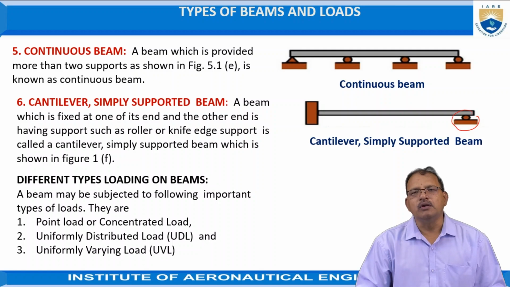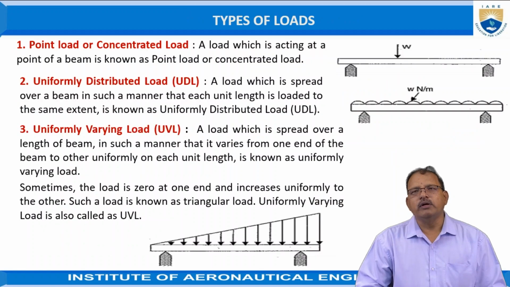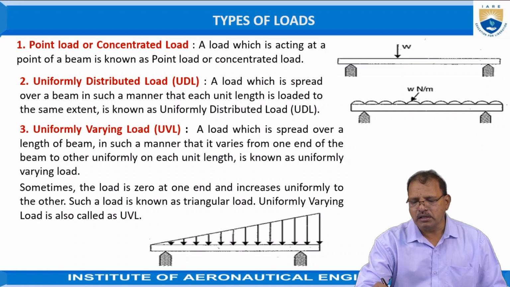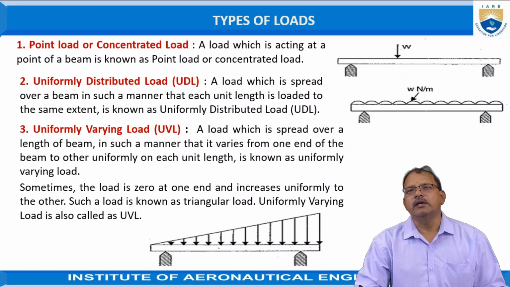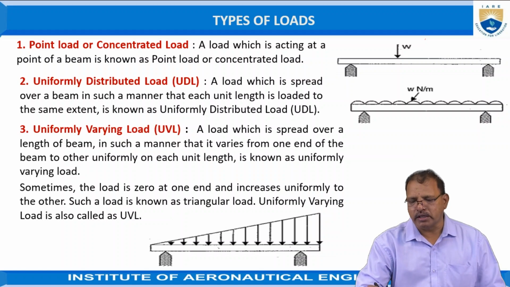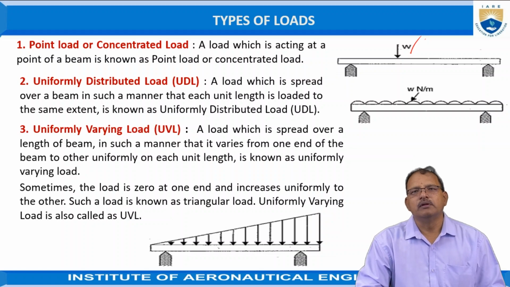The third is the uniformly varying load, also called UVL. Here, the point load, or concentrated load, as already told, acts at a particular point on a beam, or is concentrated at one point, which is shown in figure 1A. Generally, it is represented as a vertical line acting in a downward direction to represent the load acting on the beam.